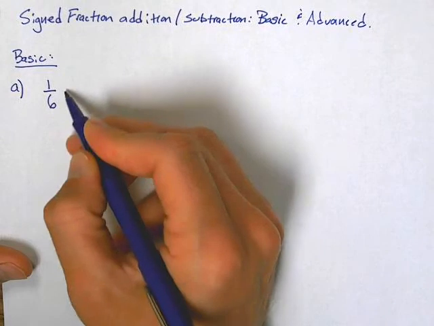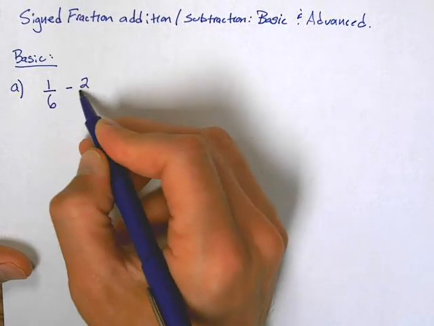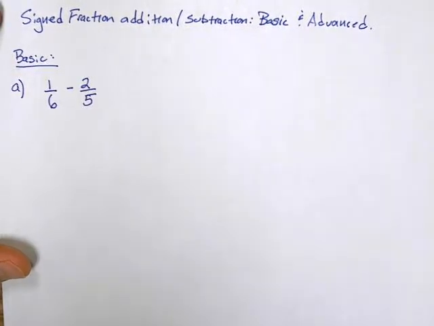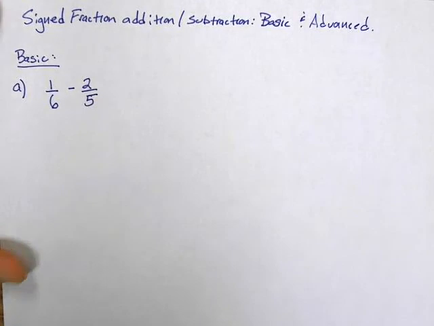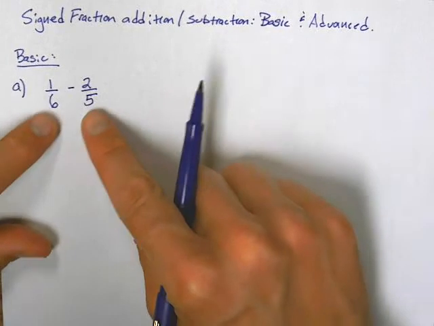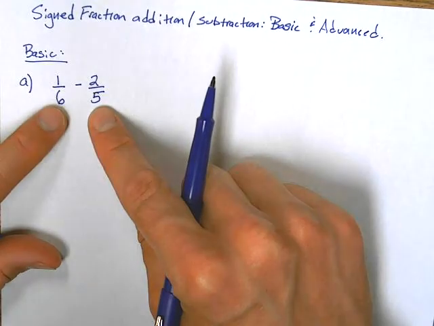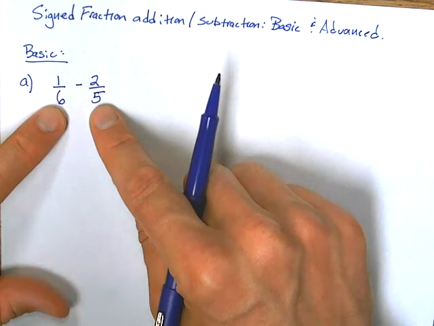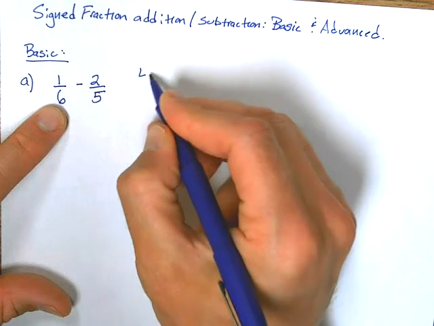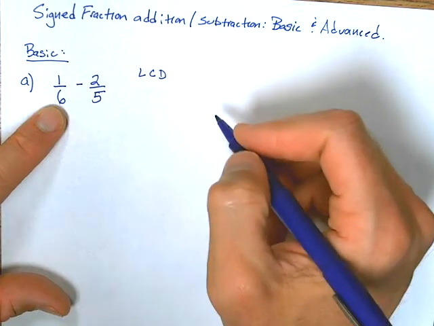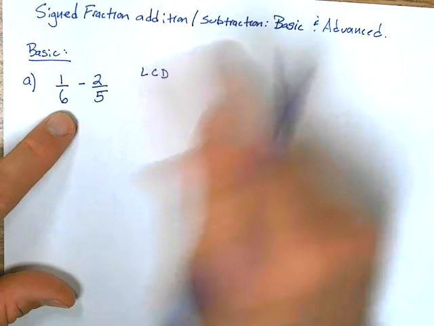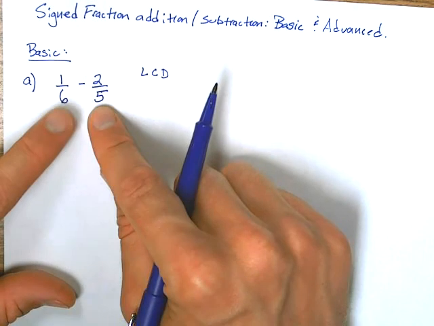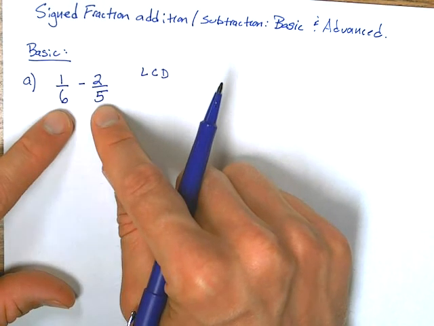Let's say I'm given 1/6 minus 2/5. And in order to subtract these two fractions, you need to have a common denominator. So the first thing that you need to do is start breaking down the denominators and look for the lowest common denominator. The lowest common denominator, or LCD for short, is the smallest number that both of those denominators, the 6 and the 5, can divide into.